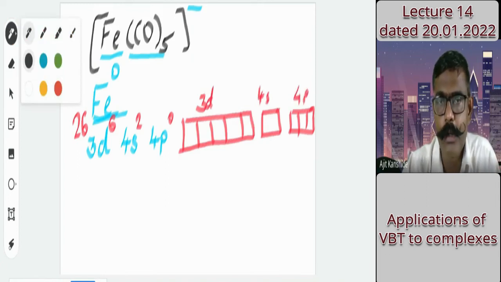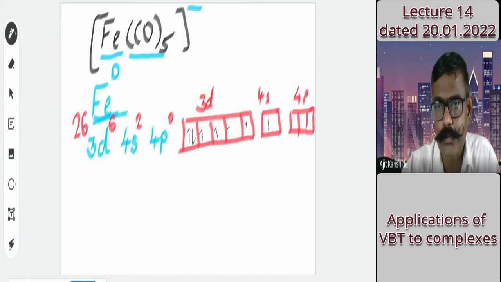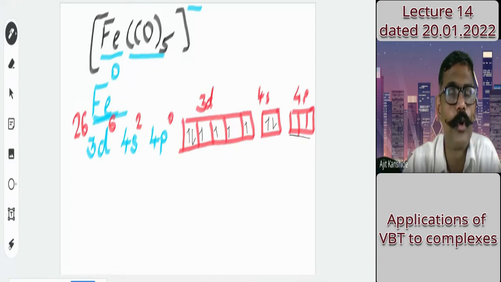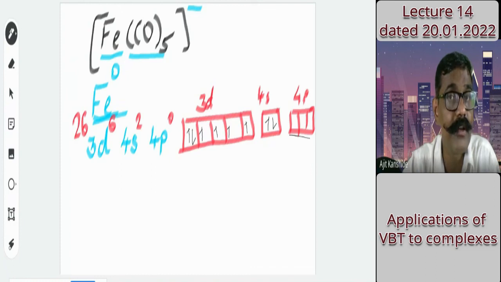6 electrons in 3d. How can I arrange? First, second, third, fourth, fifth and sixth. Then 2 electrons in 4s, first, second. In 4p, there is no electron. This is the ground state electronic configuration for iron.